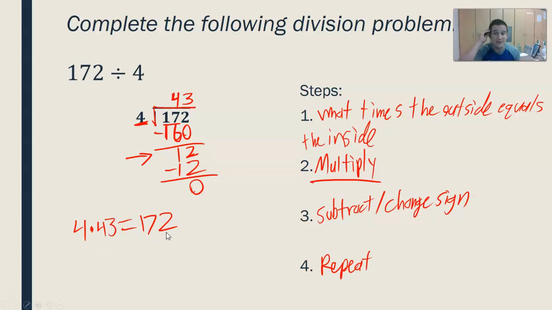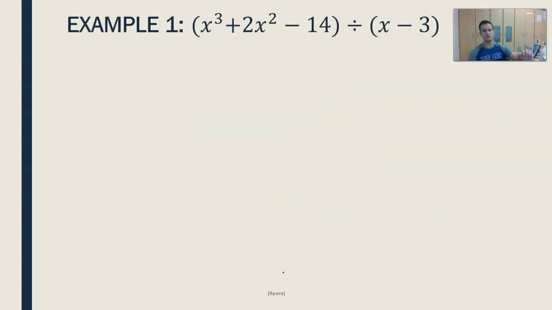So hopefully that racked your brain back to the day when you were doing long division. We're going to use those same steps, these same principles, talking about dividing polynomials. So, let's look at an example. I have x cubed plus 2x squared minus 14 divided by x minus 3.